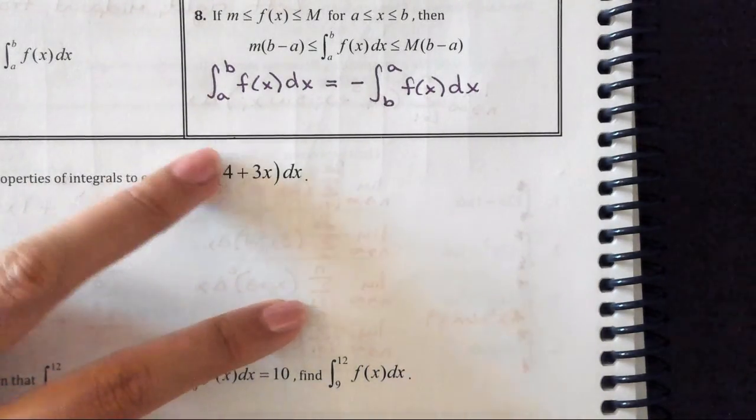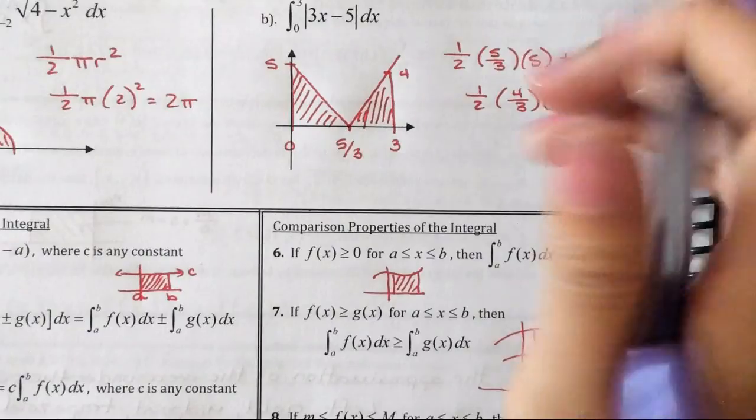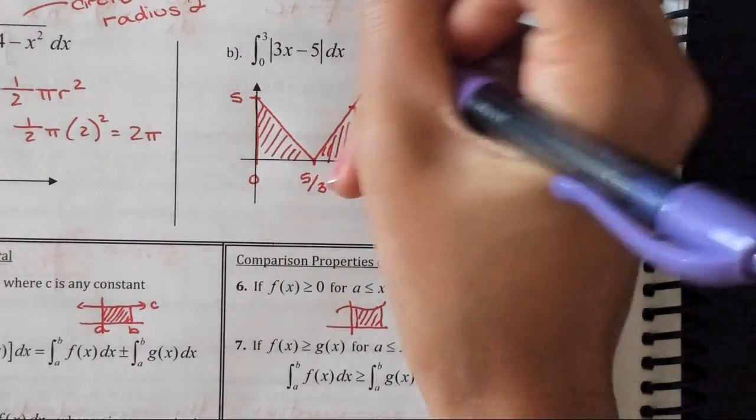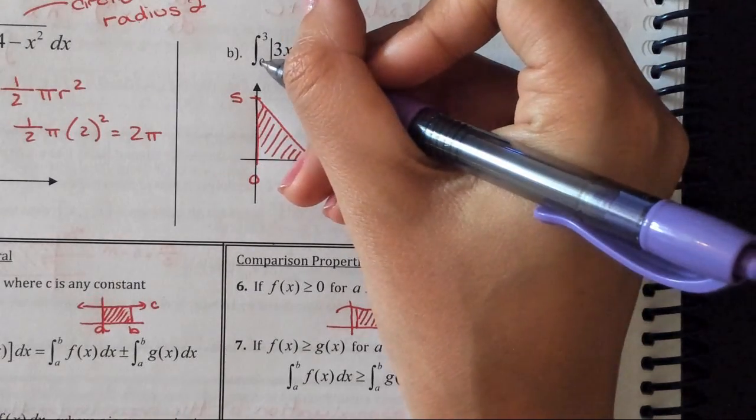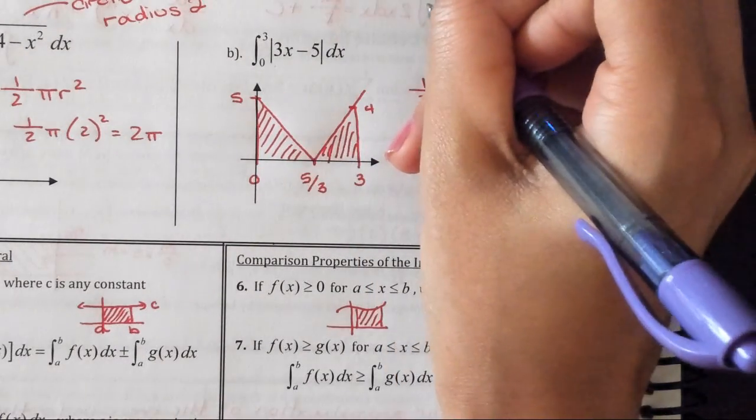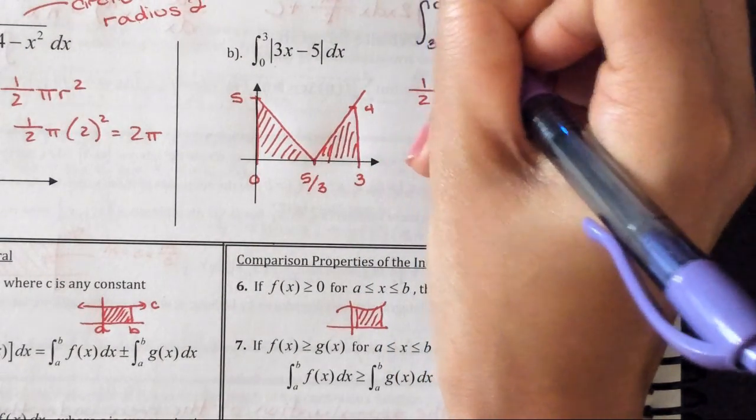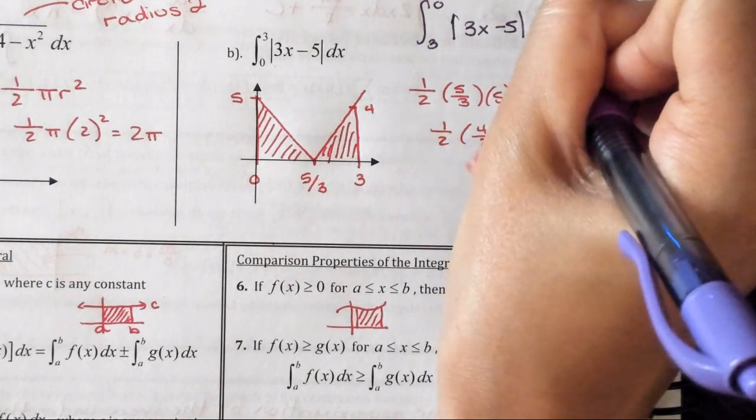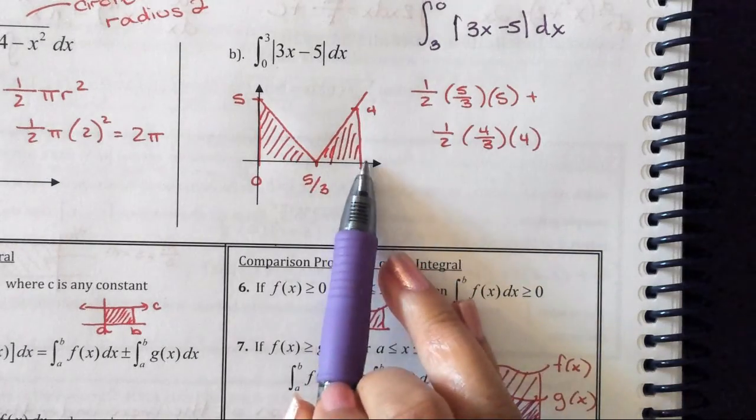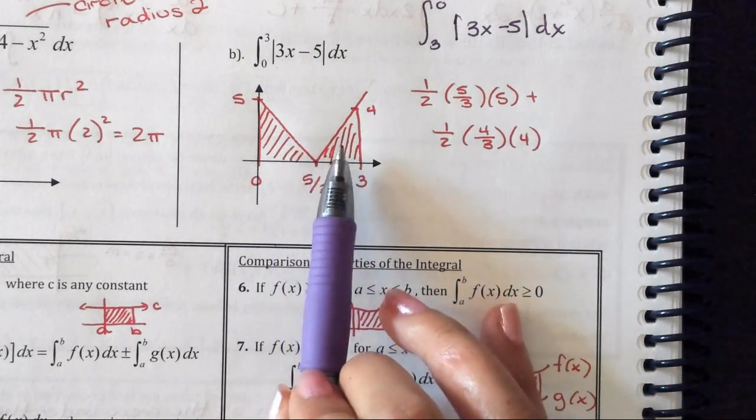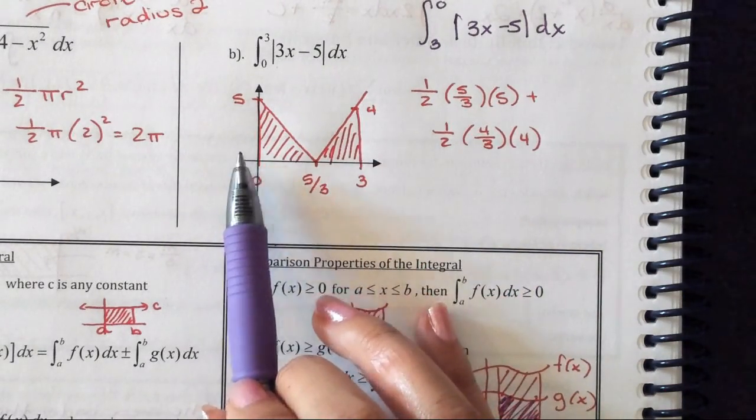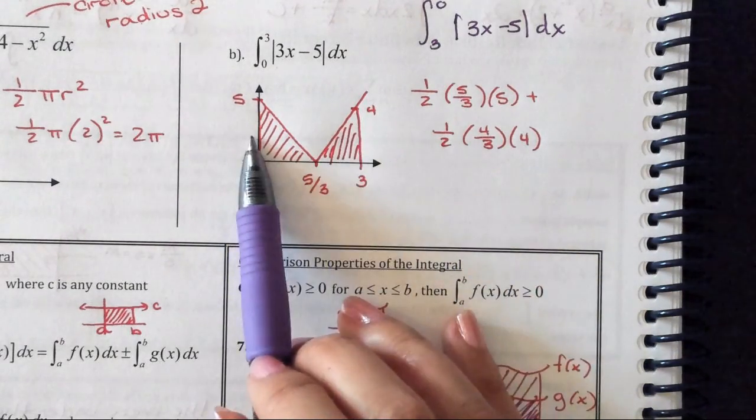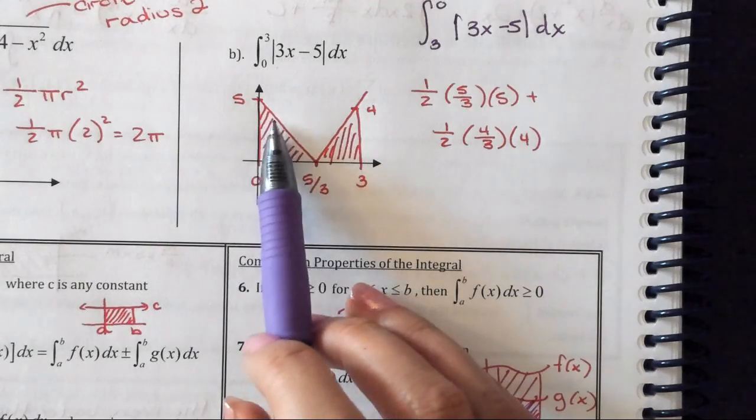And on a graph, if I was going backwards from 3 to 0, if I was finding the integral from 3 to 0 of absolute value 3x minus 5 dx, then if I'm going backwards, all this area above will be negative. So it's the opposite of what side it's on. If it's positive, it'll be negative. If it's negative, it's going to be positive.